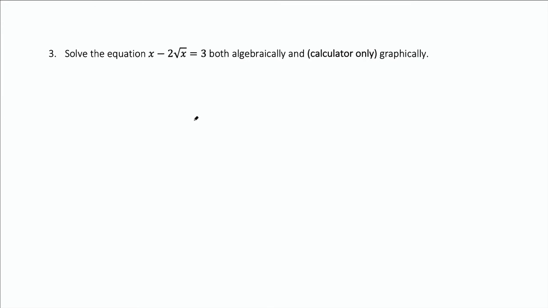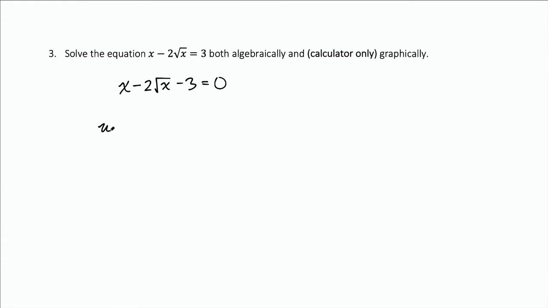To solve an equation algebraically, we need a 0 on one side. So if we subtract 3 from both sides here, oops, that should be an x right there, minus 3 equals 0. Now this is pretty tricky, but when you see a square root, sometimes a really nice technique is to do a little substitution, where you create a new variable, just kind of like a dummy variable.